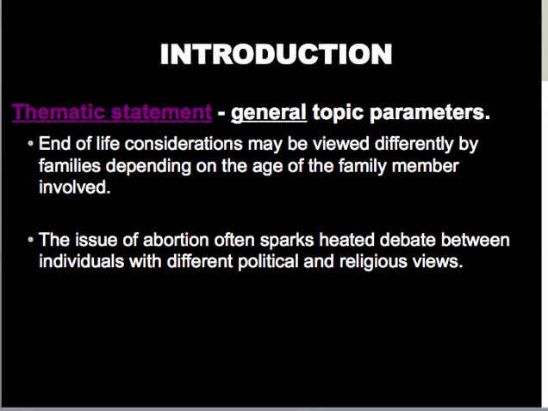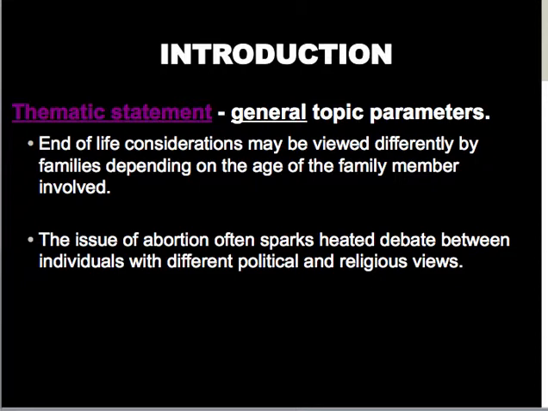End-of-life considerations, one aspect or theme, viewed differently by families, a different component of the paper. And the age of the family member may be a consideration. So the reader knows that there will be three interwoven aspects addressed in the paper.